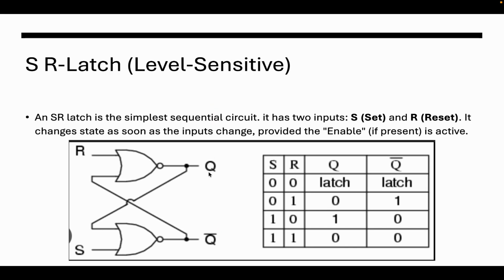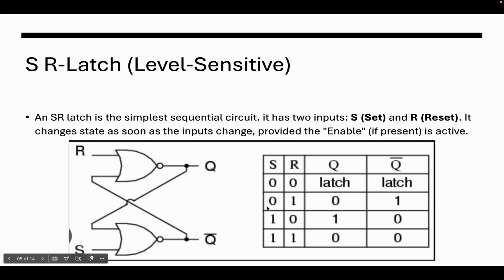So first we're going to talk about latch. Latches are level sensitive. We'll see a basic example of an SR latch. An SR latch is the simplest sequential circuit. It has two inputs S and R. It changes the state as soon as the input changes, provided the enable is active.